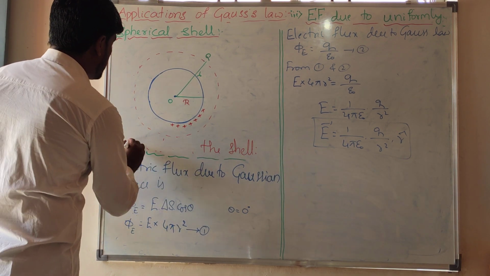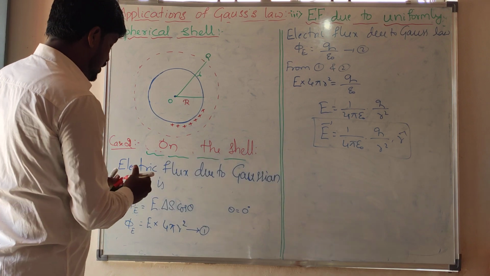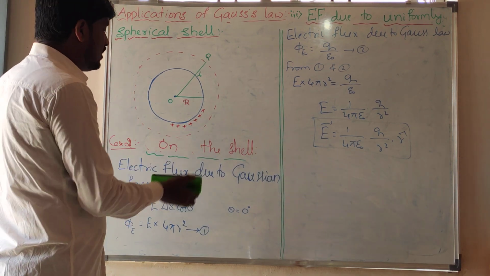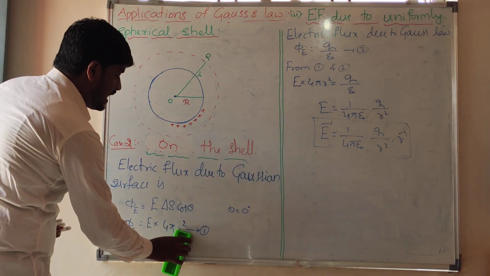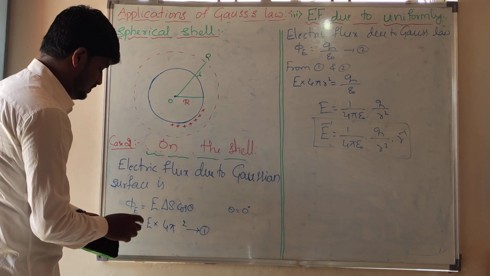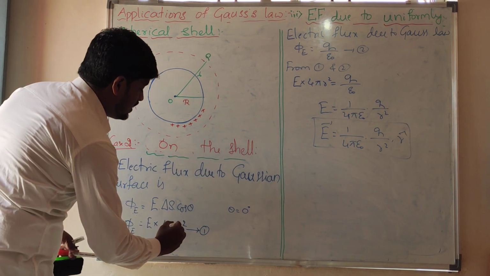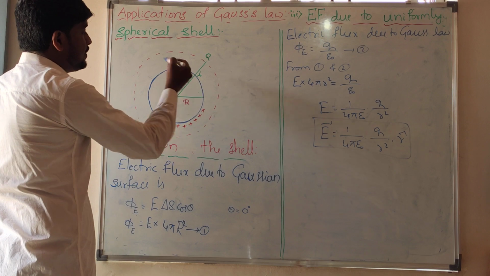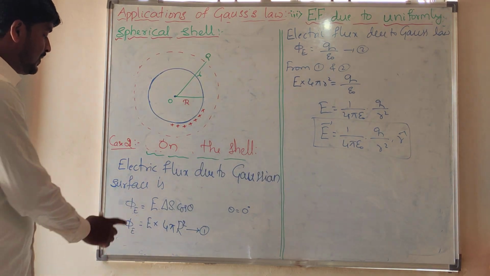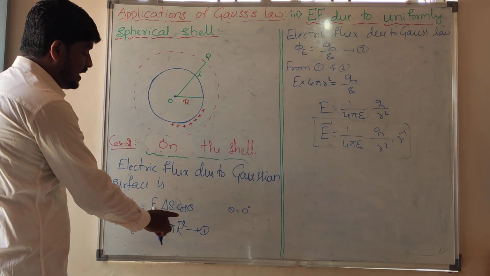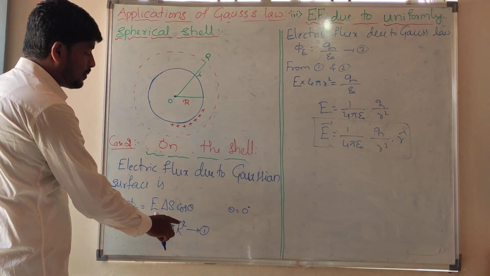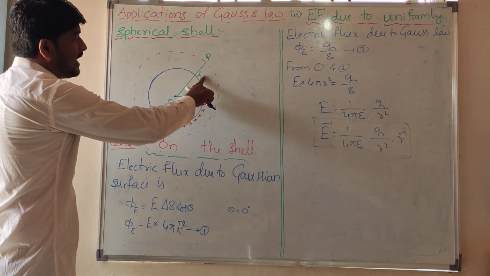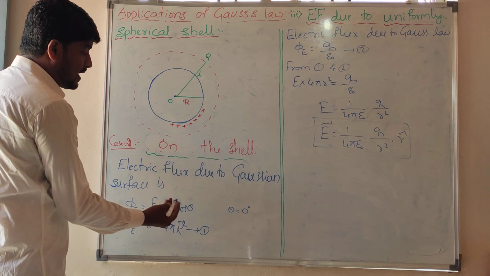Now case 2, if the point P lies on the shell, then this r becomes capital R, because the sphere itself is a Gaussian surface. Then the electric flux phi is equal to E delta S cos theta, phi is equal to E into 4 pi r square. I am just replacing this radial distance by capital R square.